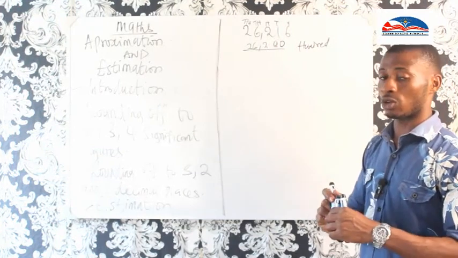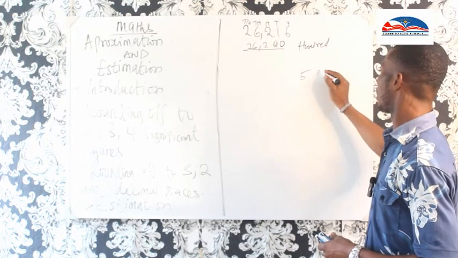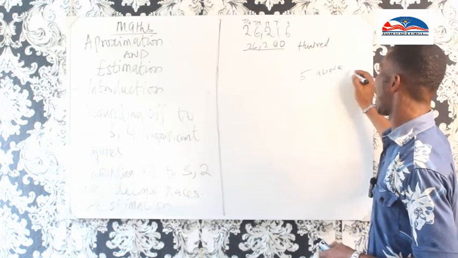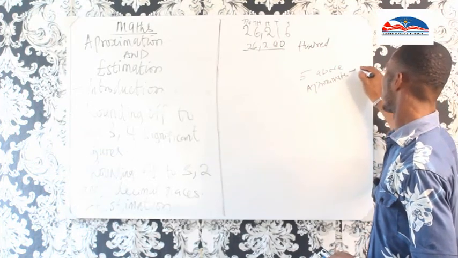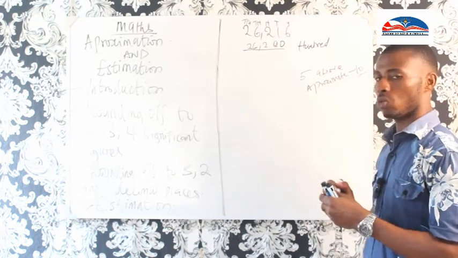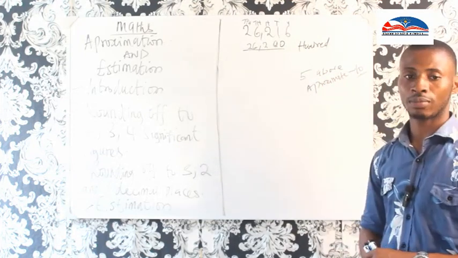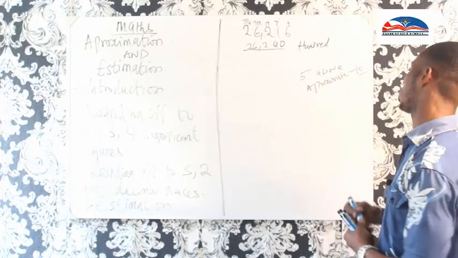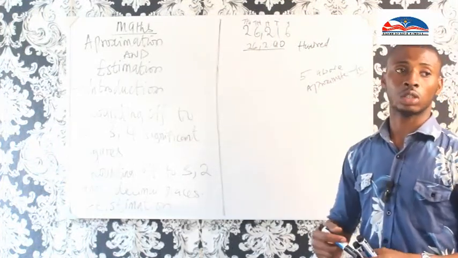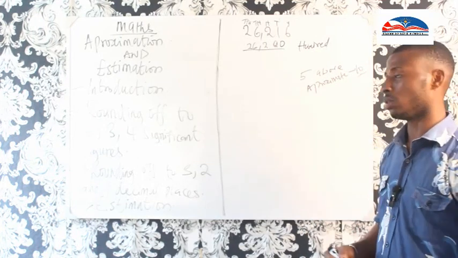Listen attentively so that you don't make mistakes. Any number that is from 5 and above, we approximate it to 10. When you do that, you leave your 0 and you add 1 to the next number. But if that number is lower than 5, just call it 0, because we can't equate it to 10. Good. Alright.